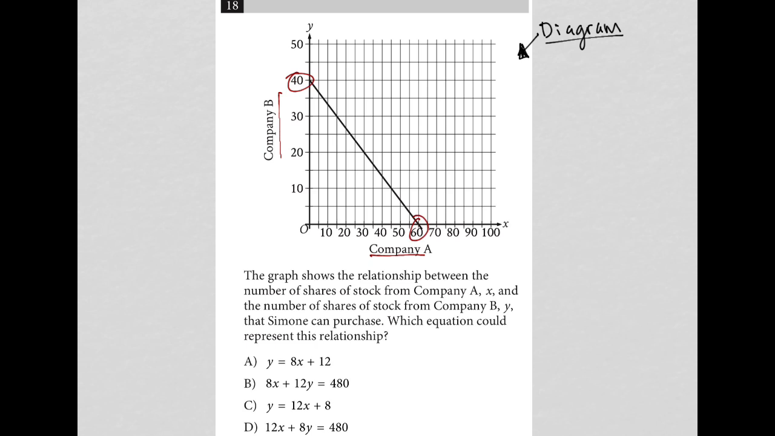Looks like I could also figure out pretty easily what the slope is here if I wanted to. But anyway, let's read the question to see what we're being asked to find. So the question says the graph shows the relationship between the number of shares of stock from company A, X, and the number of shares of stock from company B, Y, that Simon can purchase. Which equation could represent this relationship?